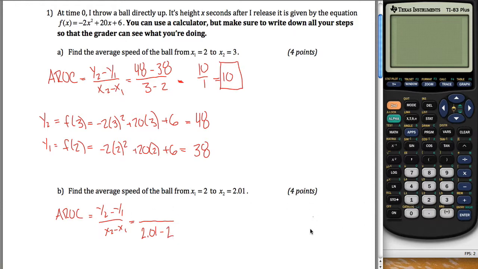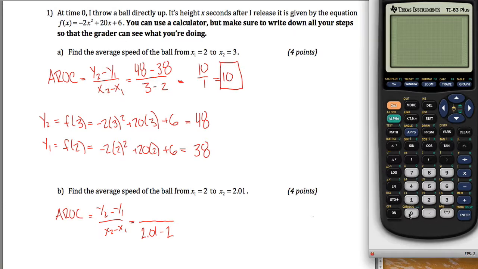For y2, I'm going to go ahead and use a calculator for that. So I got negative 2 times 2.01 squared.